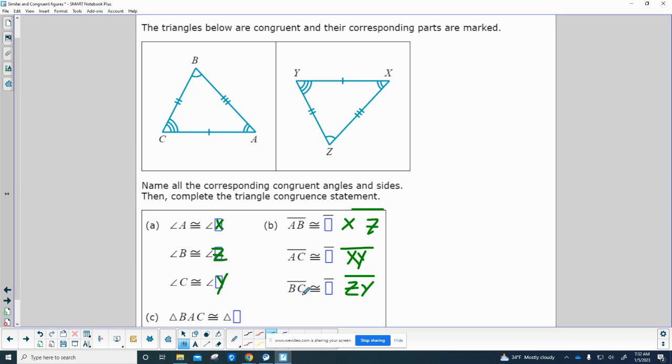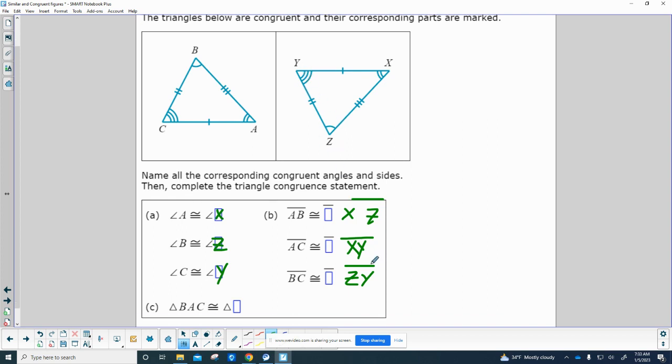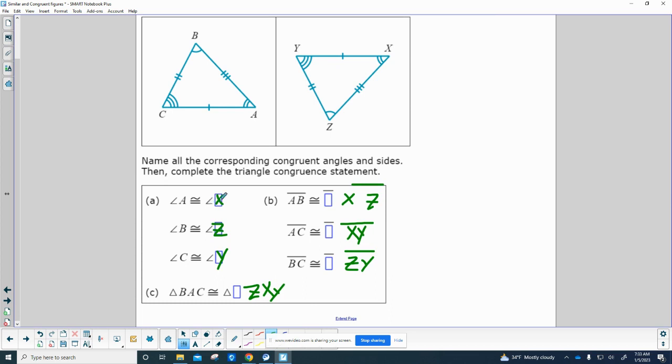For example, if you notice BC, B has 1 mark, C has 3 marks. So I go to Z and Y, I start with Z and go to Y instead of Y and go to Z. All right, so if triangle BAC is congruent to this other triangle, then how would we label that? Well, we would start with Z, then A, or in this case X, so Z, X, Y is how they would label that. So there's kind of a congruency statement that shows that all the angles, all the sides, and the triangle in general are congruent.